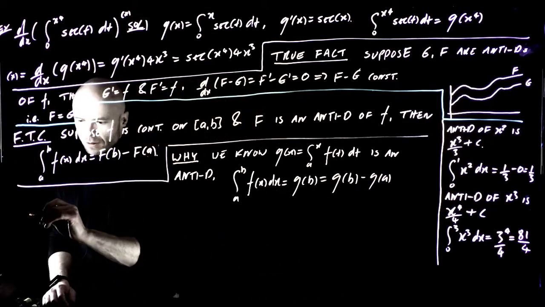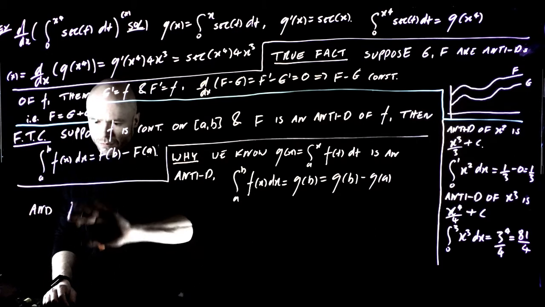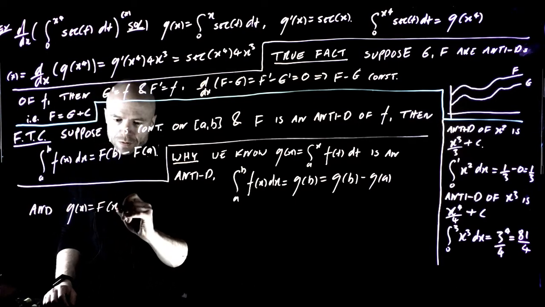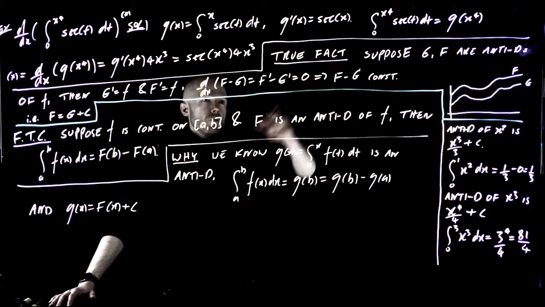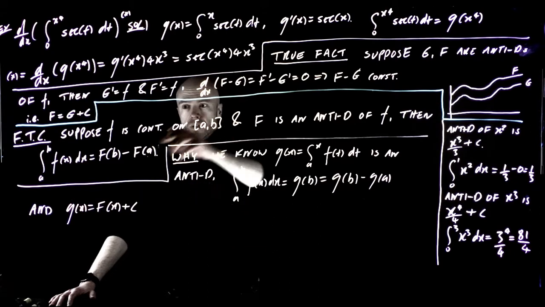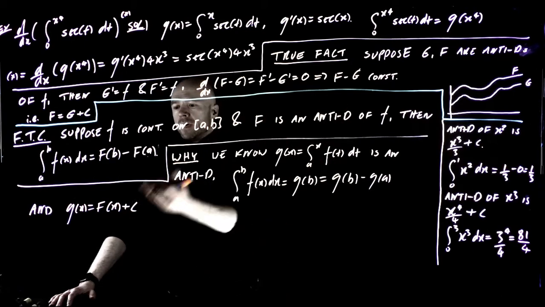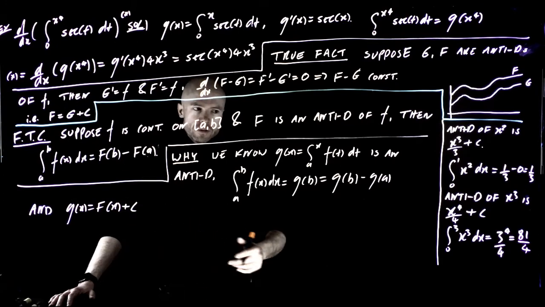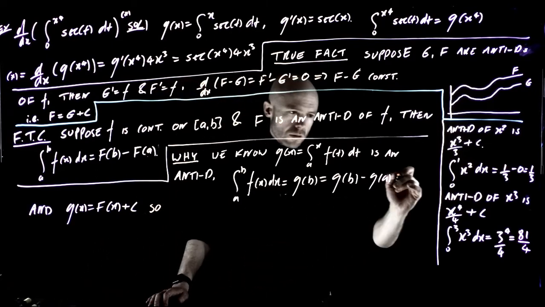And we also know that g of x is equal to capital F of x plus some constant c, because this is what we just discussed right here. If we have two antiderivatives of the same function, they differ by a constant. So if capital F is an antiderivative, then at most it's different from g by some constant, right? So g is equal to capital F plus some constant c, right? So putting it into this, let's call this thing star.